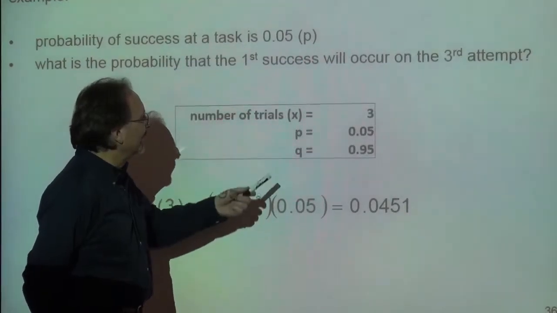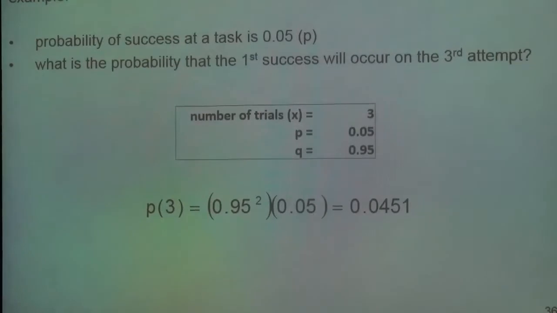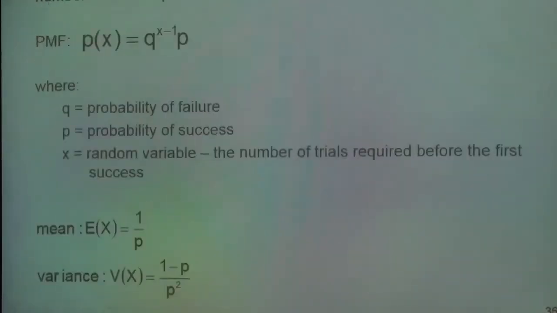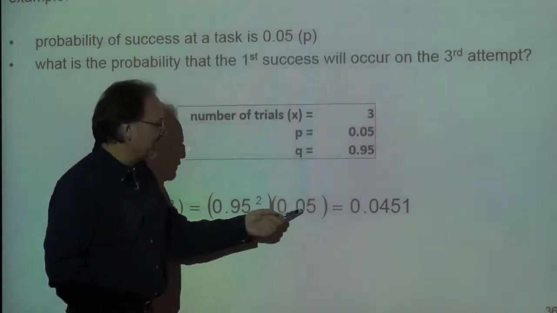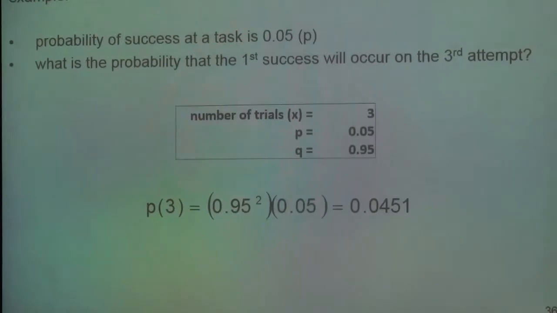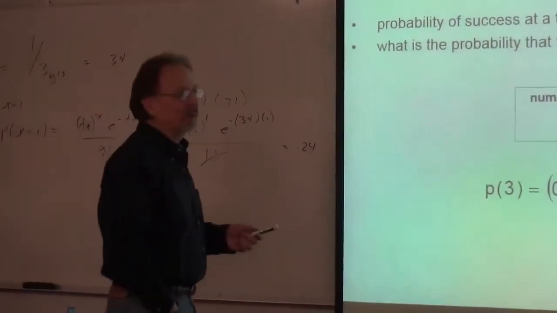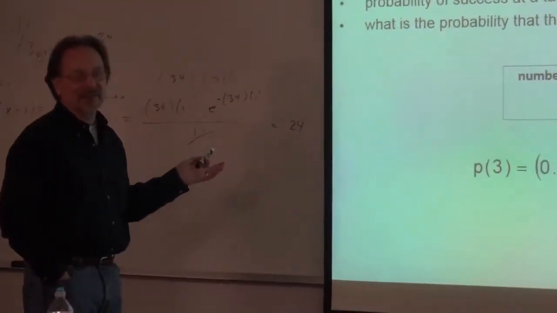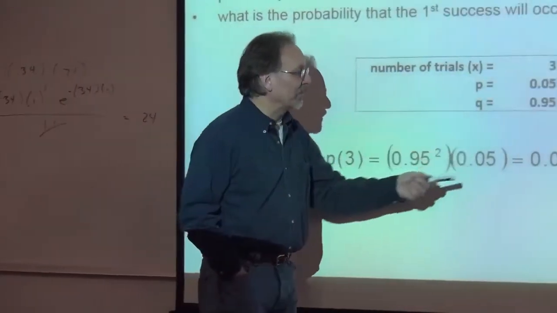So X is 3, and Q I raise to the X minus 1, and P to the 1. It's always just P times Q to whatever X minus 1 is. So what that means is that I have 2 failures and a success. Right? This is kind of intuitive. You don't even really need the distribution to figure this out. So it's 0.95 times 0.95 times 0.05.